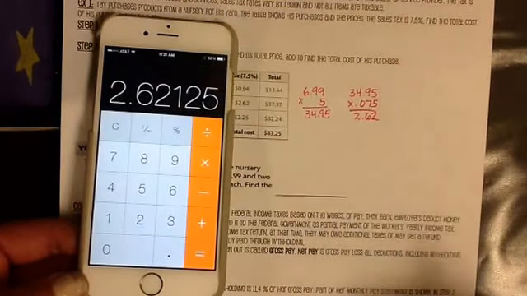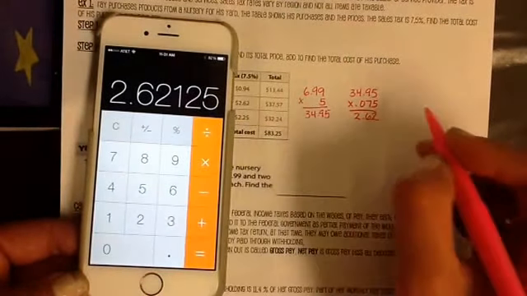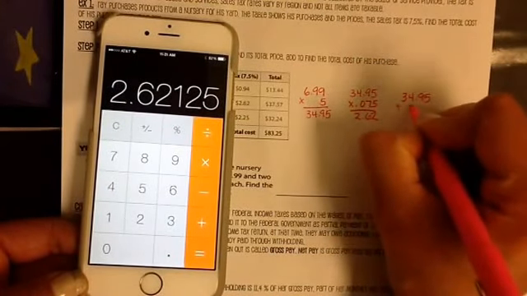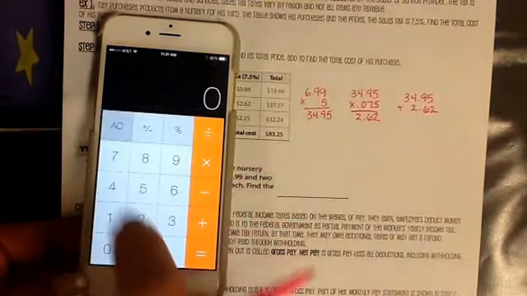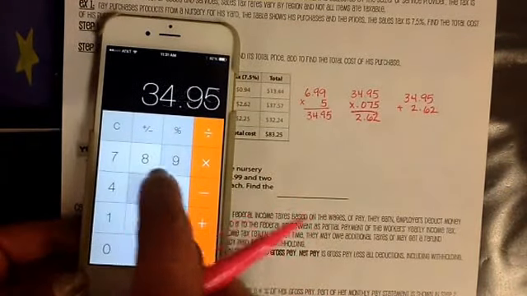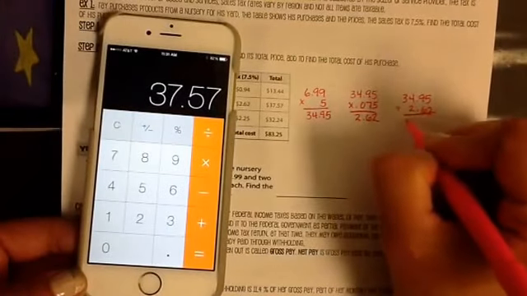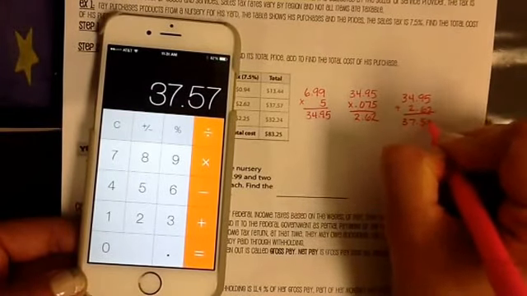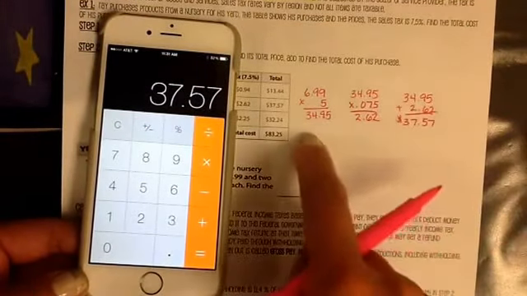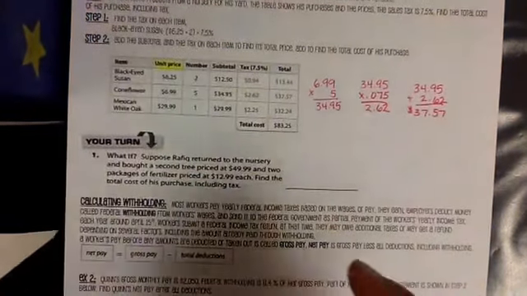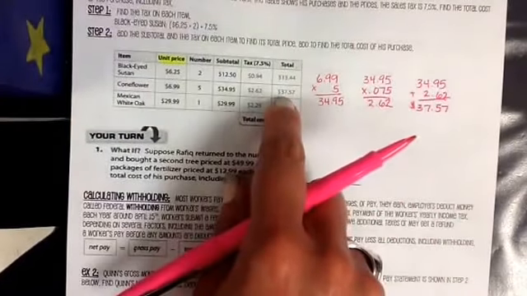$2.62. Well, tax will be added back to the $34.95. So you want to go ahead and clear your calculator and add just the $2.62. So $37.57. So you see how I'm showing you what I'm doing in the calculator even though I'm using a calculator? So that's what we want to see on your paper. We want to see your process.